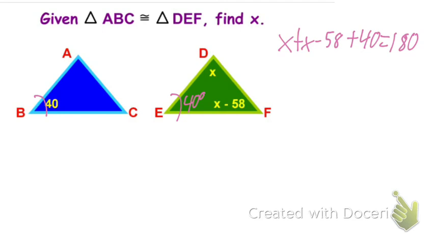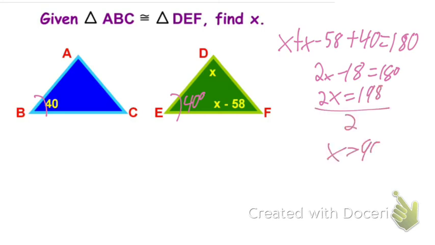We end up getting 2x minus 18 equals 180. 2x is equal to 198. Divided by 2, x is 99. Now, could we go back and find the measures? Sure. Do we have to? You do not.